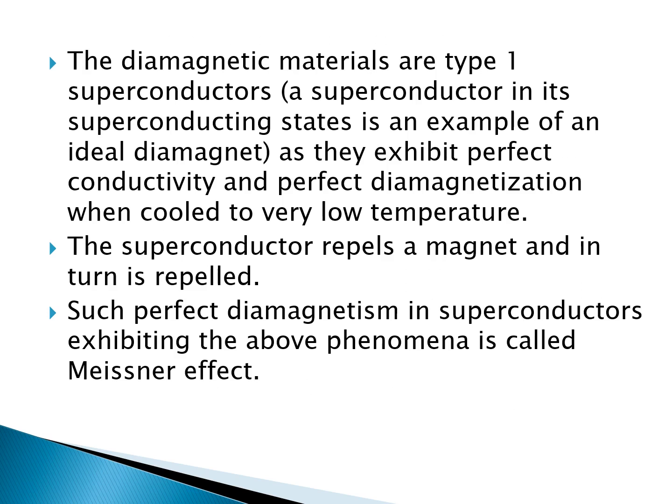The diamagnetic materials include type 1 superconductors. A superconductor in its superconducting state is an example of an ideal diamagnet, as it exhibits perfect conductivity and perfect diamagnetization when cooled to very low temperatures. The superconductor repels a magnet and in turn is repelled. Such perfect diamagnetism in superconductors is called the Meissner effect.